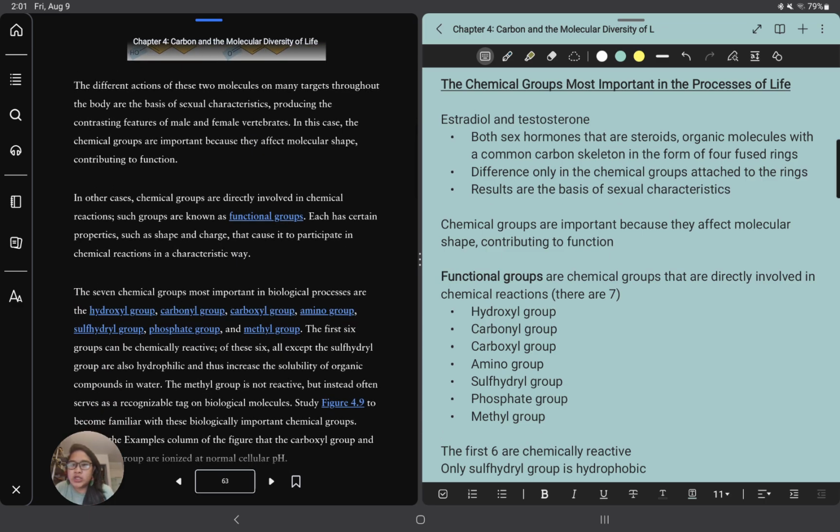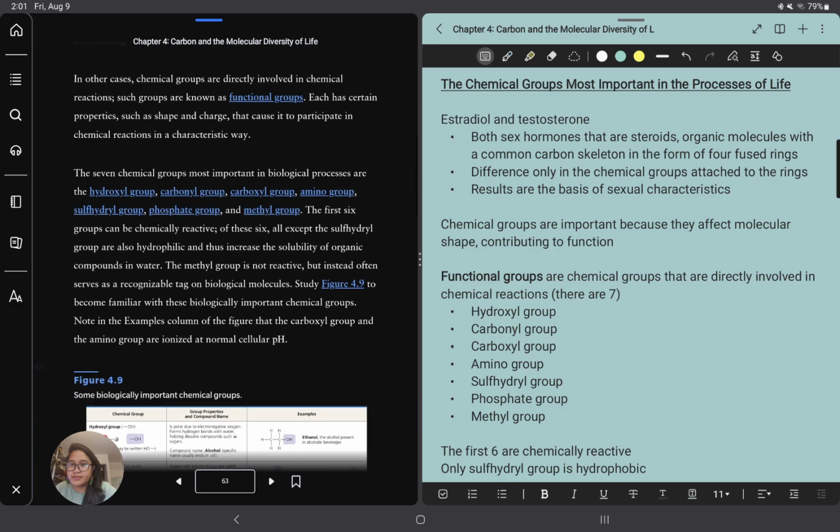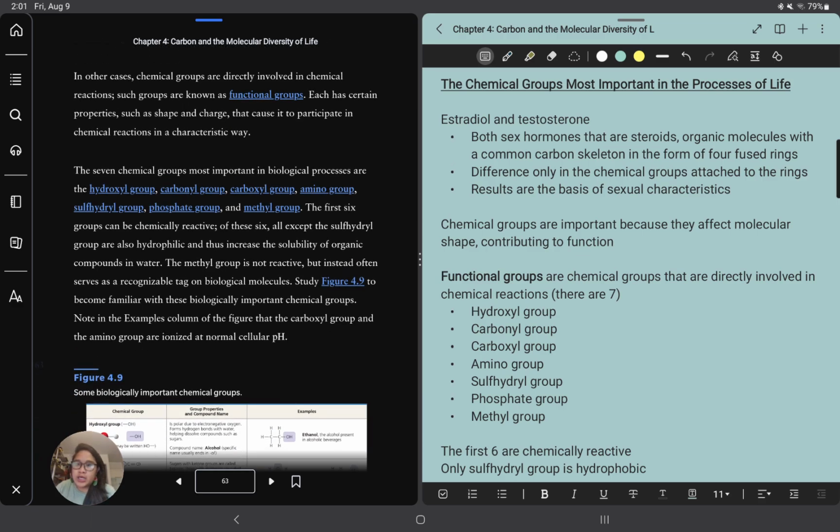The different actions of these two molecules on many targets throughout the body are the basis of sexual characteristics, producing the contrasting features of male and female vertebrates. In this case, the chemical groups are important because they affect molecular shape, contributing to function. In other cases, chemical groups are directly involved in chemical reactions. Such groups are known as functional groups. Each has certain properties, such as shape and charge, that cause it to participate in chemical reactions in a characteristic way.